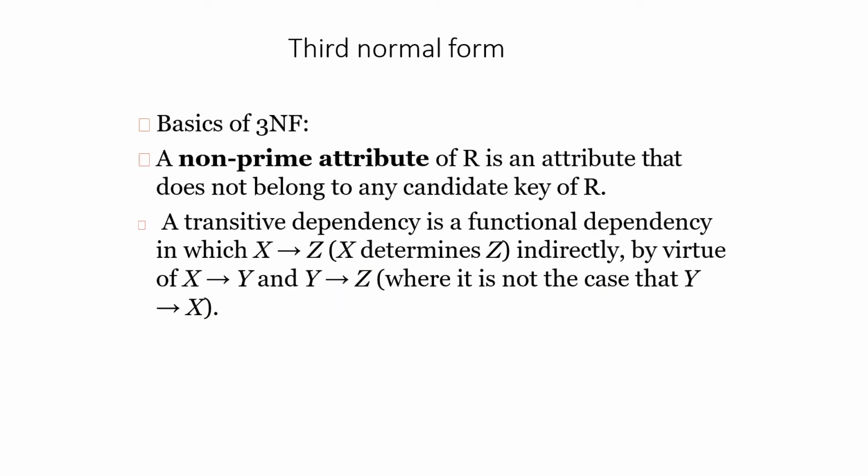So basically, a non-prime attribute of R is an attribute that does not belong to any candidate key of R. So non-prime attributes are those which do not belong to any candidate key. A transitive dependency is a functional dependency in which X determines Z indirectly, by virtue of X determining Y and Y determining Z, where it is not the case that Y determines X.